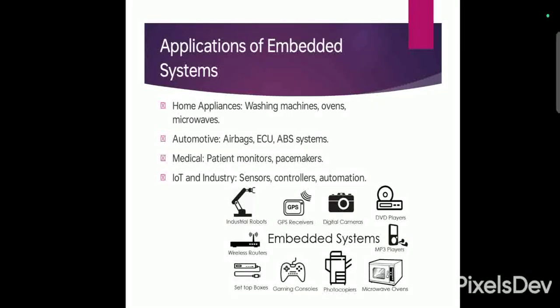Next is applications of embedded systems. Embedded systems are everywhere around us. In homes, they power washing machines, ovens, microwave ovens, and smart appliances. In vehicles, they control airbags, ABS, and engine functions. They are also used in medical devices like pacemakers, ventilators, and also in IoT based automation systems.